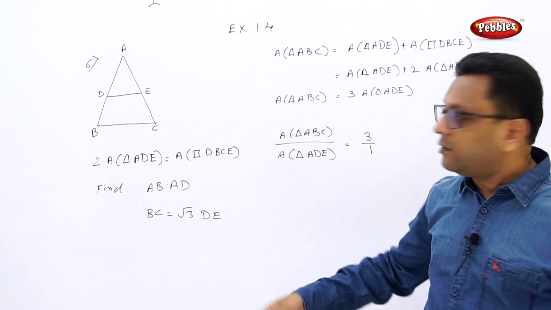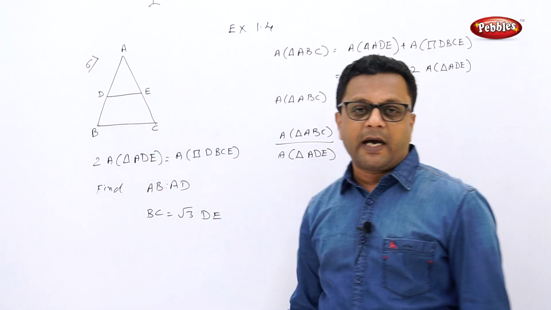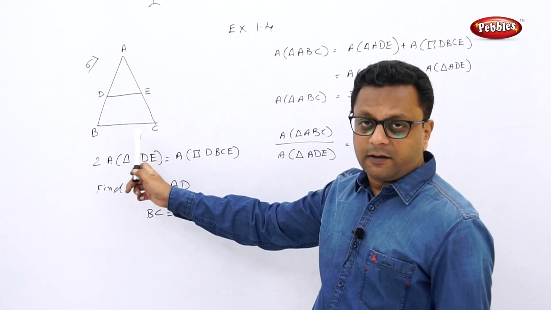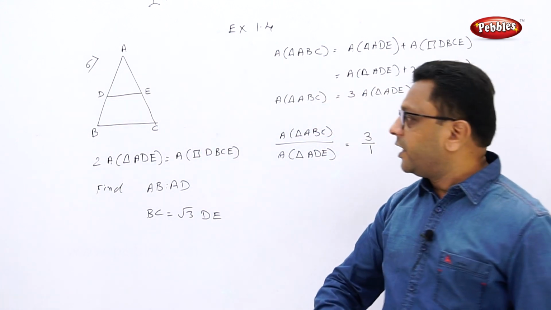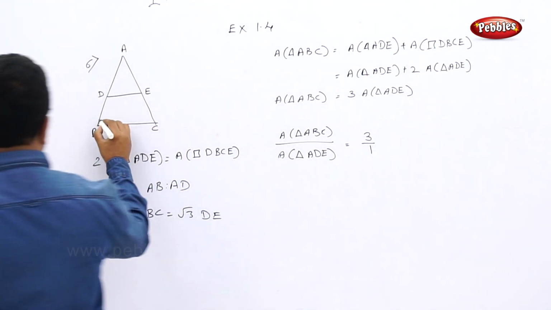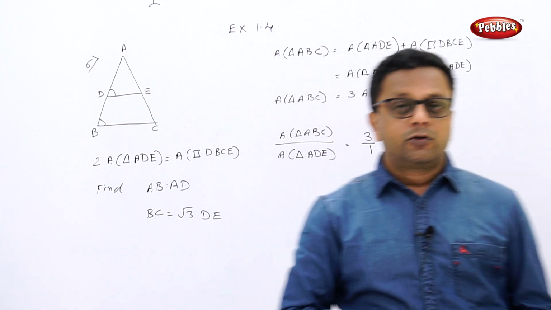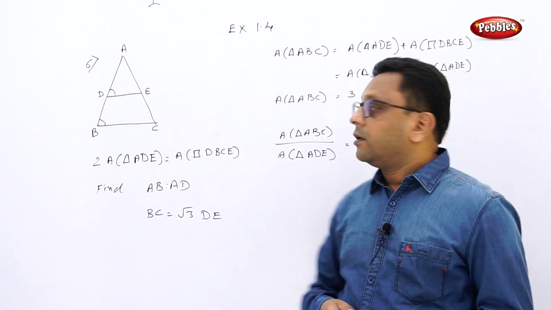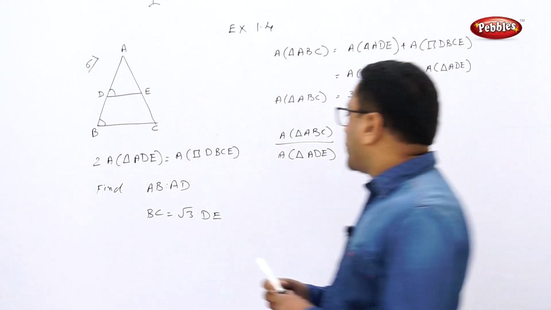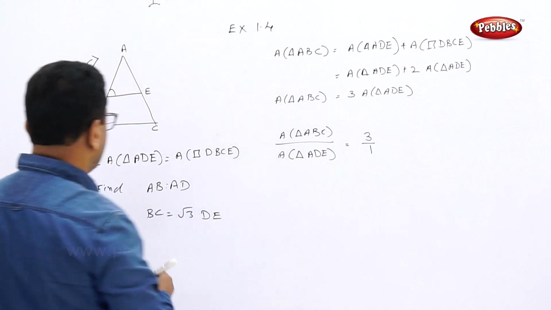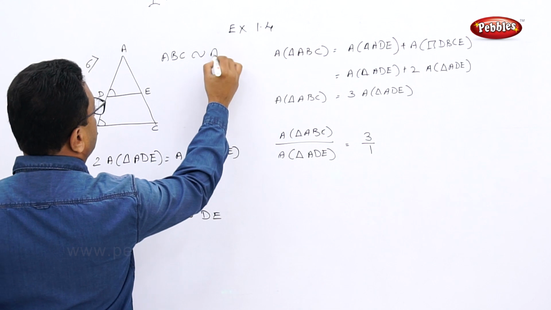Very simple. How will you prove that? It is already given that DE and BC are parallel. So when DE and BC are parallel, AB and AC are transversals. So the corresponding angles are congruent, and angle A is a common angle. So by AA test of similarity, ADE is similar to ABC. Or you can write ABC is similar to ADE.